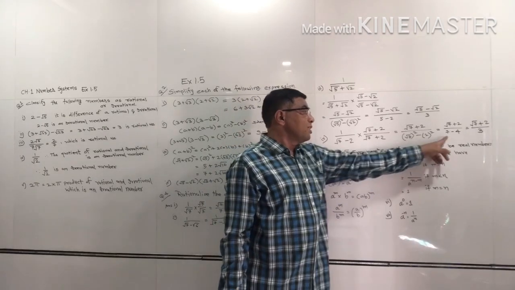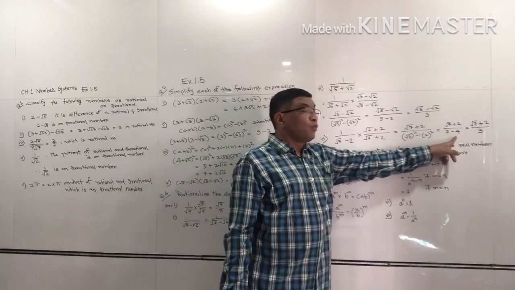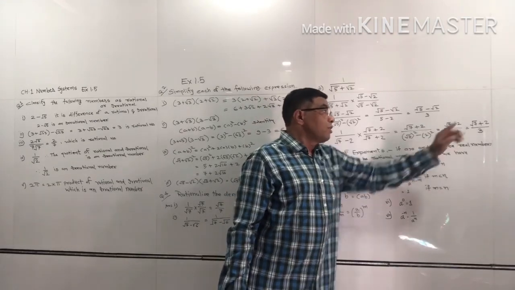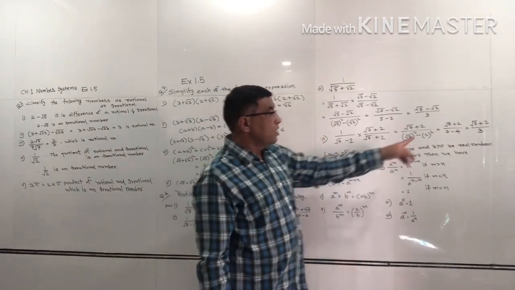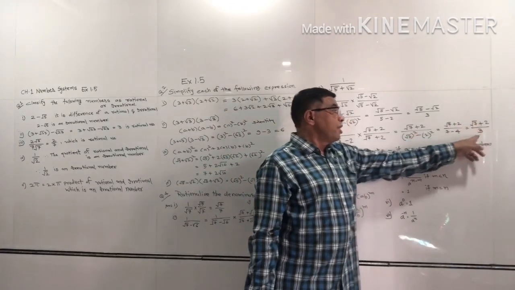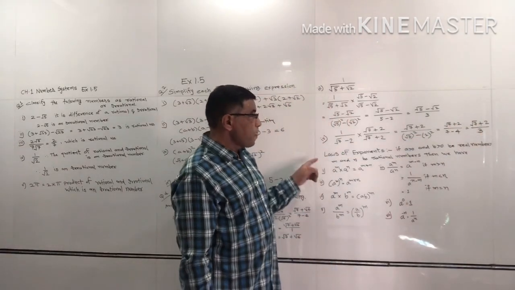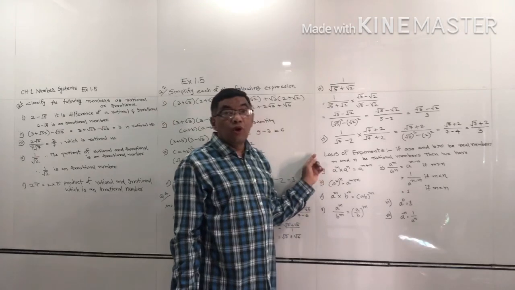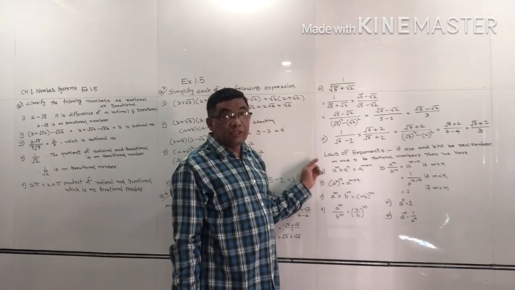So root 7 squared is 7 and 2 squared is 4, and 7 minus 4 is equal to 3. So we get the answer (root 7 + 2) divided by 3. Now we see some laws of exponents.